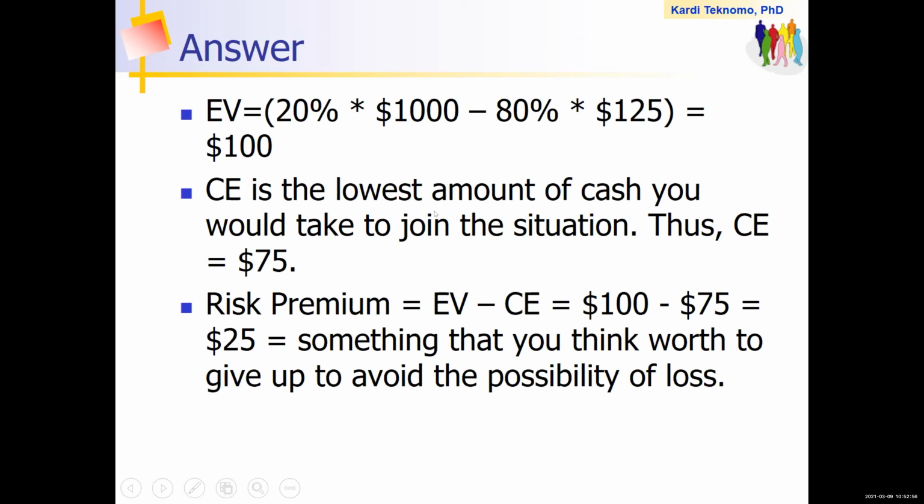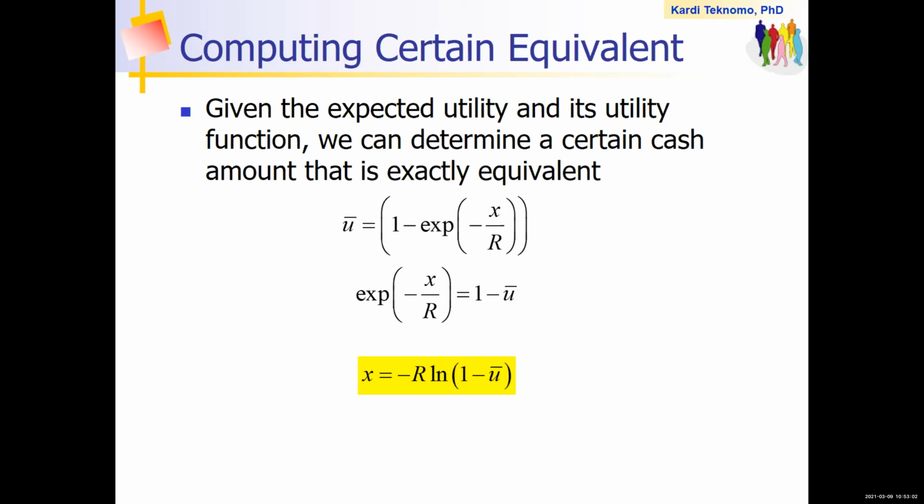Okay. Now, in here, you want to decide based on certain equivalent, CE. Now, if you want to decide based on certain equivalent, then you need to assume the utility function, isn't it? So given the expected utility and its utility function, you can determine a certain cash amount which is exactly equivalent.